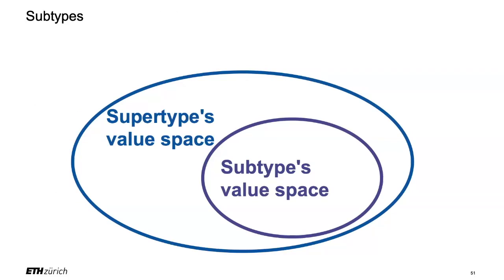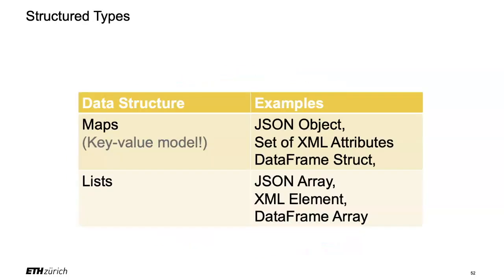Then in many systems, you have the concept of subtypes. For example, an integer is a subtype of decimal because every integer is a decimal, but not every decimal is an integer, right? So you can have this notion of inclusion of value spaces. Typically, a subtype is a restriction of the value space, and a supertype is a larger value space.